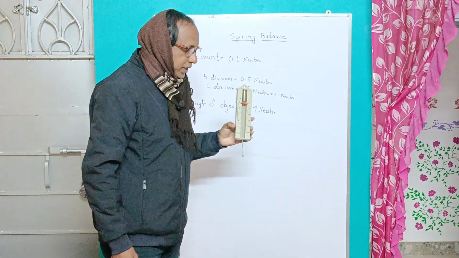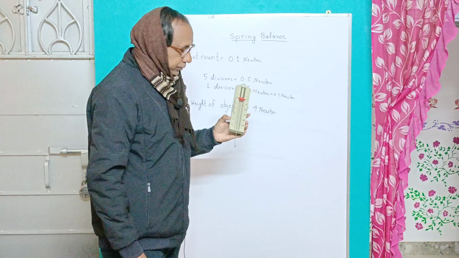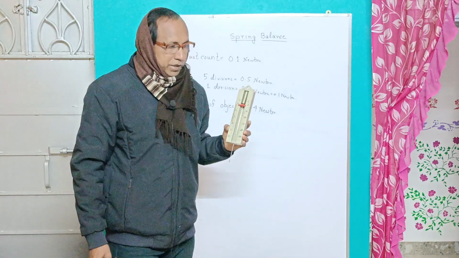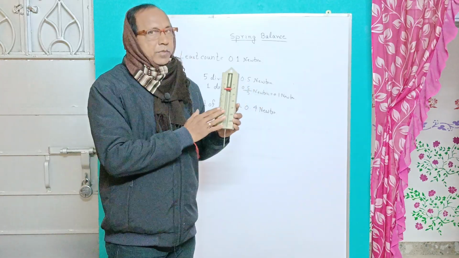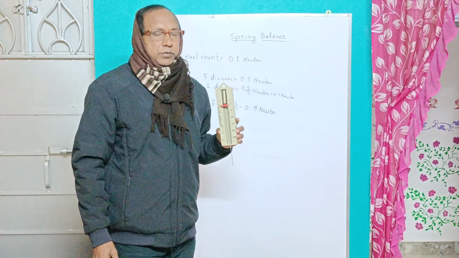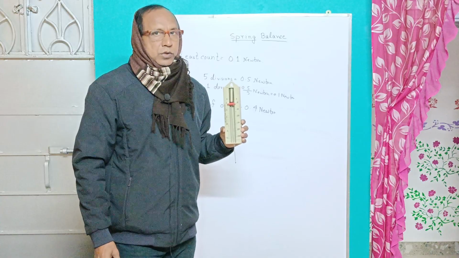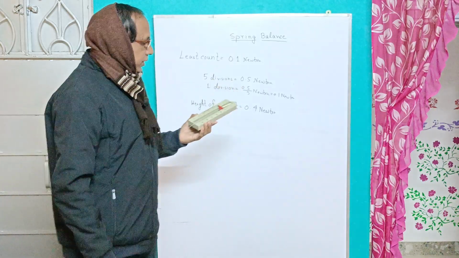In this way, you can measure any object, right? In this way, you can measure any object with the help of this spring balance. And I already told you that the spring balance works on the principle of Hooke's law, right?